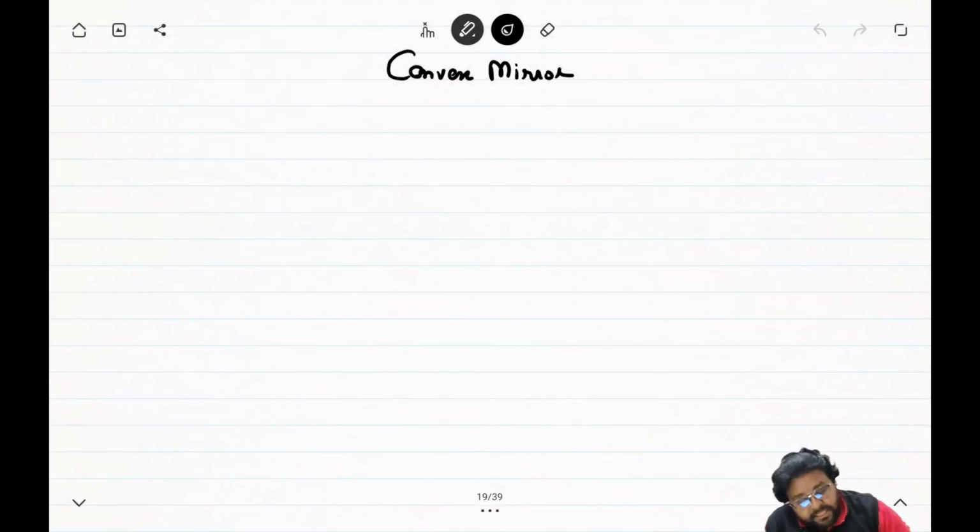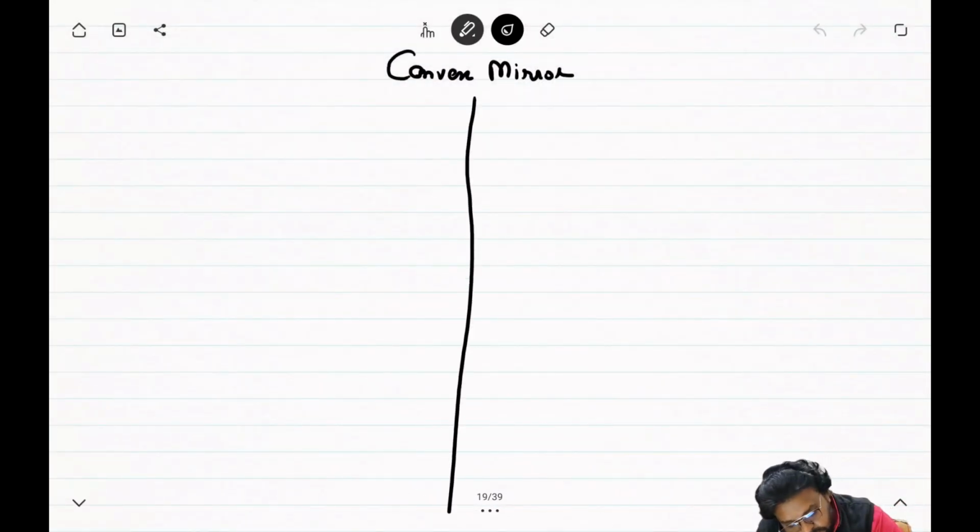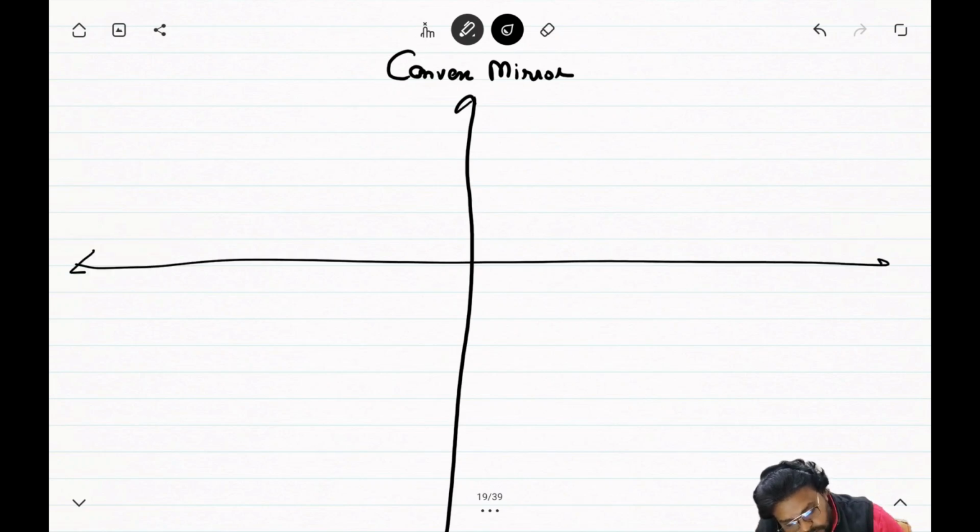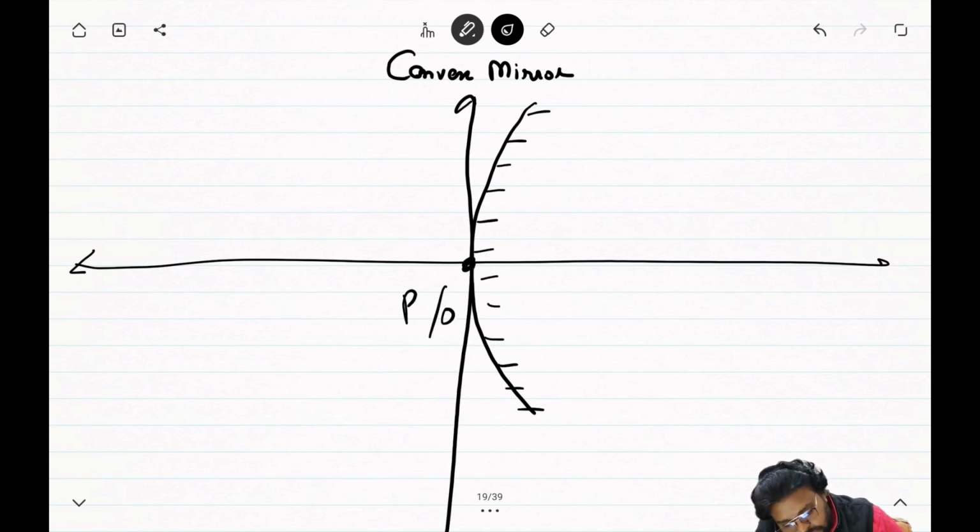Now see the sign convention of a convex mirror. Same, we'll draw a Cartesian plane. All the distances are measured from the origin. We are keeping the pole on the origin.